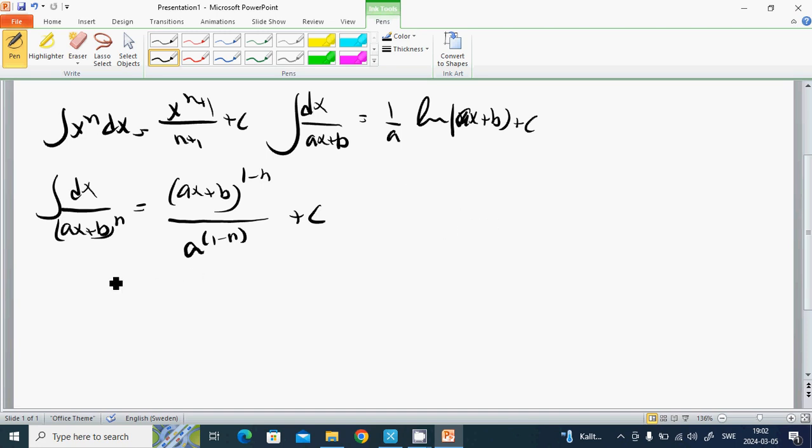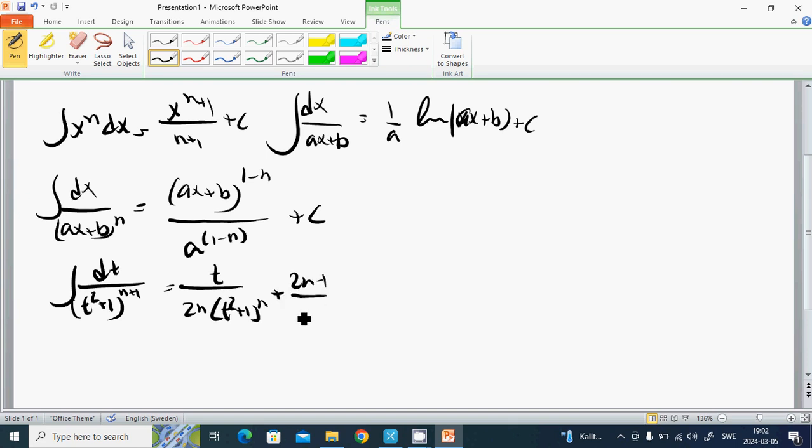The example is the integral dt over (t^2 plus 1)^(n+1) equals t divided by 2n(t^2 plus 1)^n plus (2n minus 1) divided by 2n times the integral dt over (t^2 plus 1)^n.